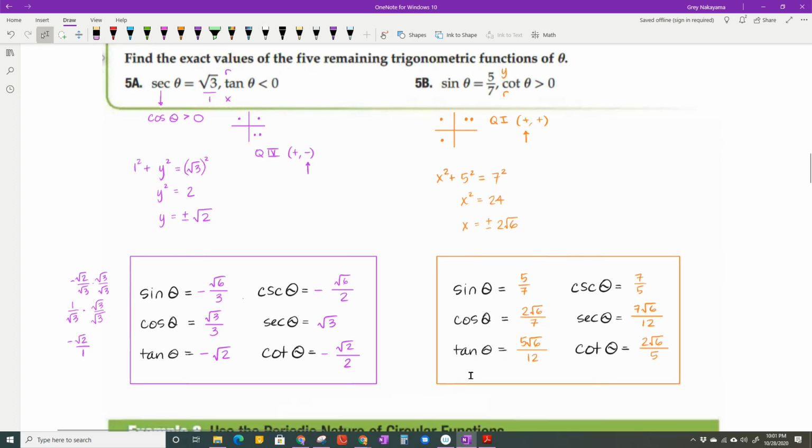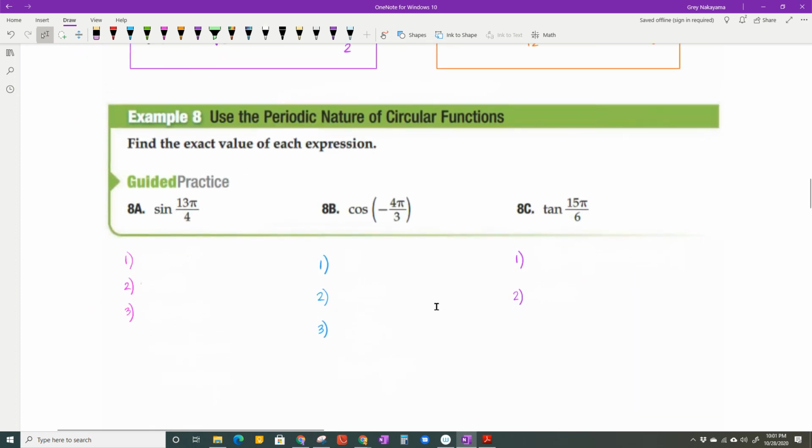All right, last 3 problems. It's the last section of problems. All right, using the periodic nature of circular functions. So periodic nature, we haven't talked a lot about it, but basically it means that the values repeat after each period, after a cycle, okay? So look at these problems. We have, again, we're trying to get the exact value. The sine of 13 pi over 4.